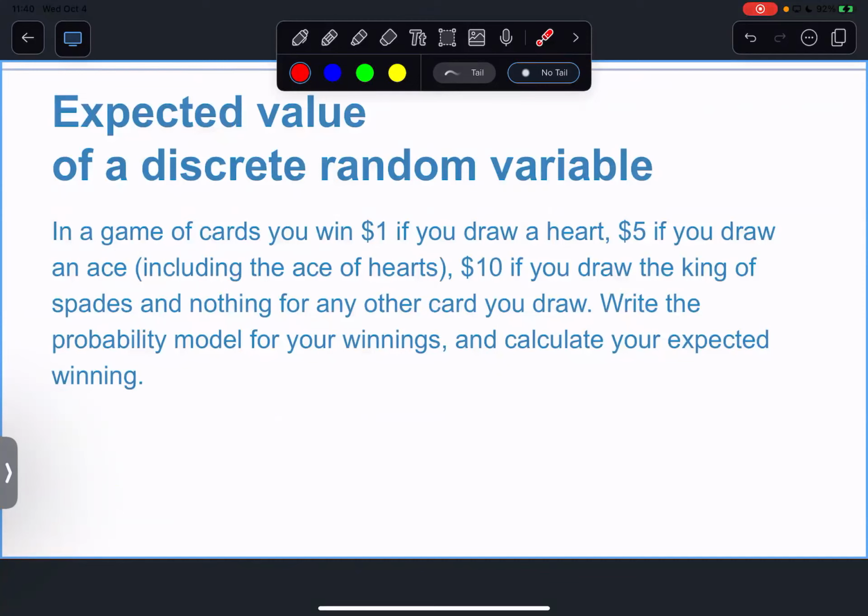How's this gonna, where can I use this? Well, game of cards, right? Game theory, all that fun stuff.